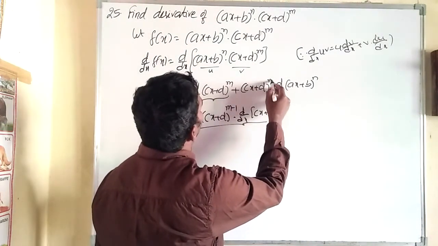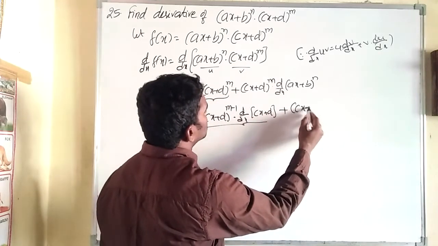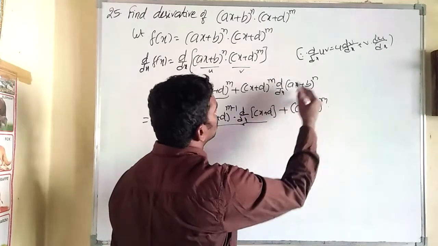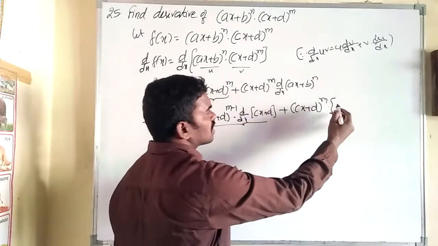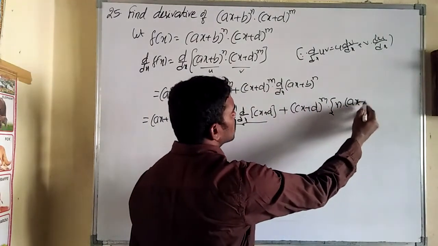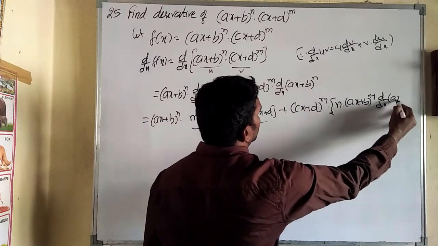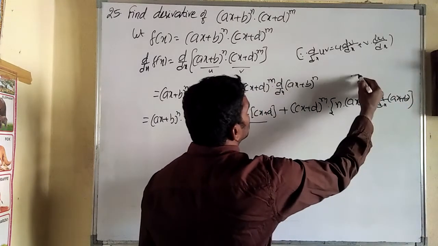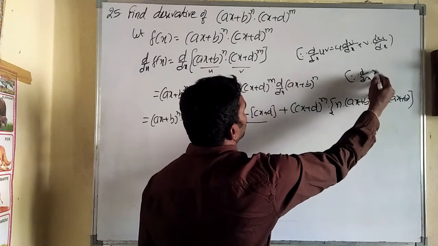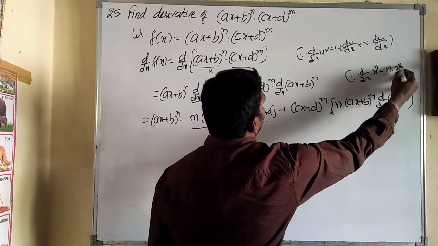So as it is, write down (cx plus d) whole power m into the derivative of this expansion, that is n into (ax plus b) whole power n minus 1 into d by dx of ax plus b. Here we used the d by dx of x power n formula, that is n into x power n minus 1.